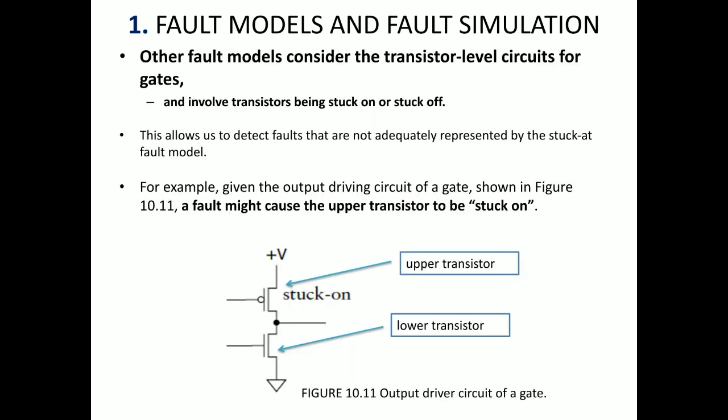The other fault model considers the transistor-level circuits for the gates. This involves a transistor stuck on, meaning the transistor is turned on for the entire circuit operation, or a transistor stuck off, meaning the transistor remains off for all the circuit operation time. Checking stuck-on or stuck-off of the transistor allows us to detect faults that are not adequately represented by the stuck-at fault model.